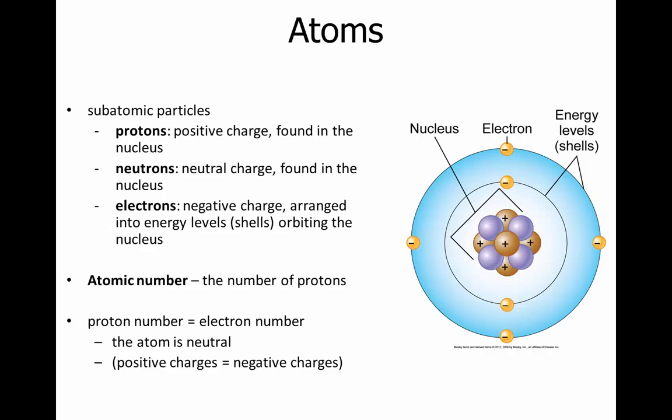Found in an atom are three subatomic particles. Protons carry a positive charge and are found housed in the nucleus of the atom. Neutrons, also found in the nucleus, carry no charge, so are therefore neutral. The electrons carry a negative charge and are arranged in energy levels, also known as shells, which orbit around the nucleus. The proton number, which is the atomic number, equals the number of electrons, so the atom itself is neutral because the number of positives equal the number of negatives, which cancel each other out.